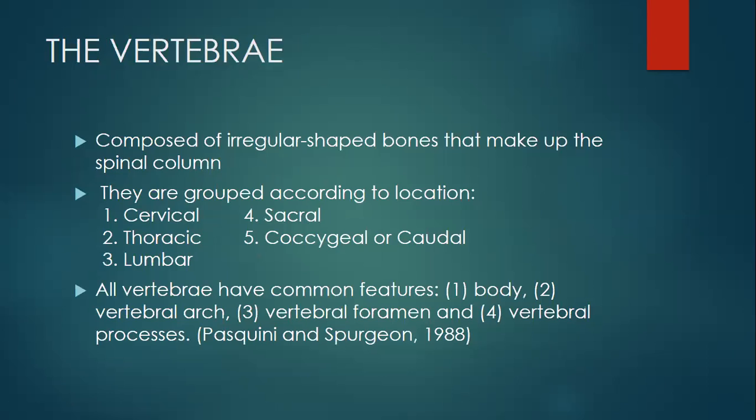Now we go to your vertebrae. The vertebrae is composed of irregular shaped bones that make up the spinal column. They are grouped according to location. We have the cervical, which are found on the neck, thoracic, which are found on the chest, lumbar, lower back, sacral, these are the bones that connect with your pelvic girdle or hip bones. And then we have the coccygeal or caudal, these are the tail bones. All vertebrae have common features like the body, vertebral arc, vertebral foramen, and vertebral processes.